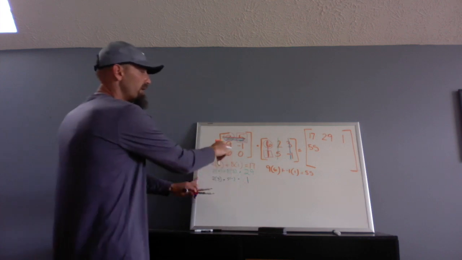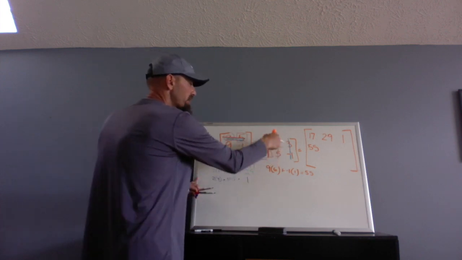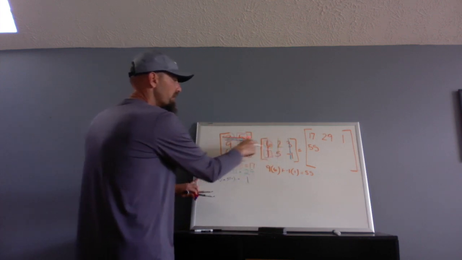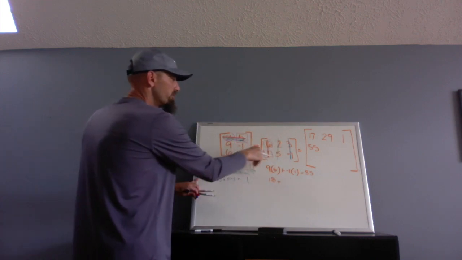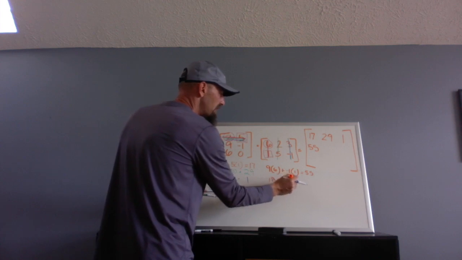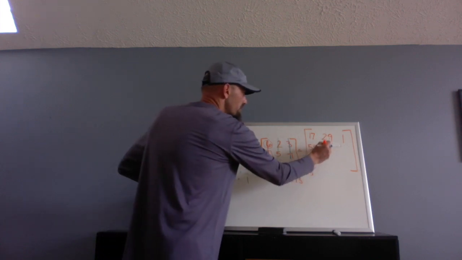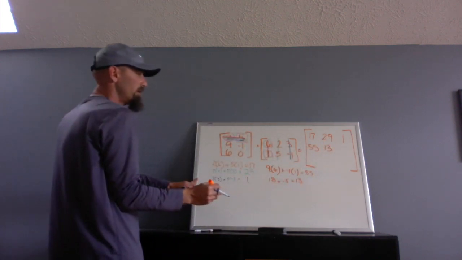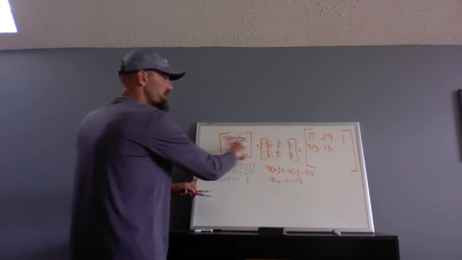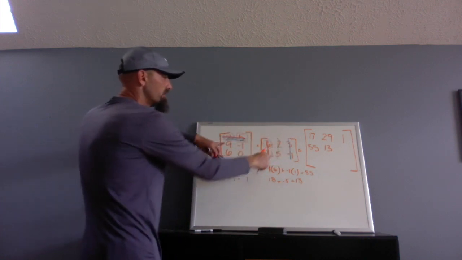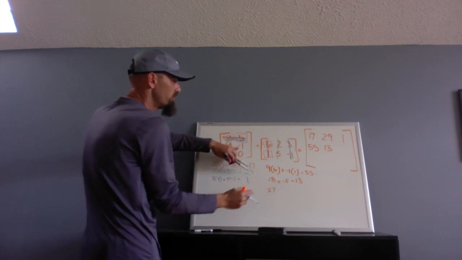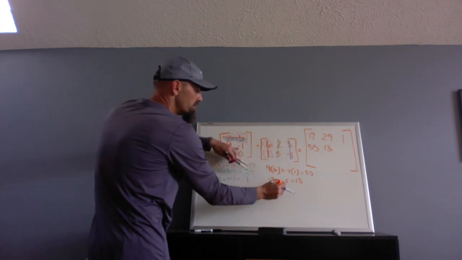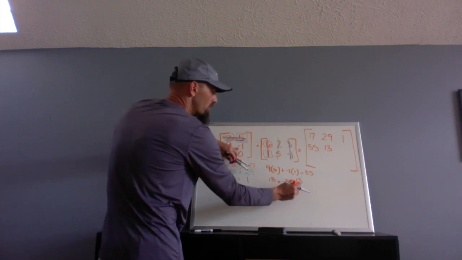All right, now I have to take my second times my second. So I've got 9 times 2 is 18. And I've got -1 times 5. That's -5. So that's 13 right here. All right, now I'm going to take my second row times the far column, the 9 times the 3. That's 27. And then I'm going to do the -1 times the -1. That's 1. Gives me a total of 28.